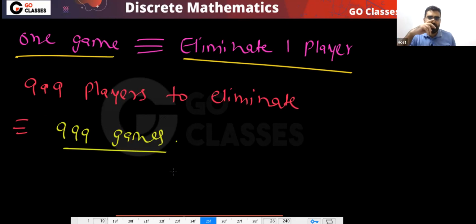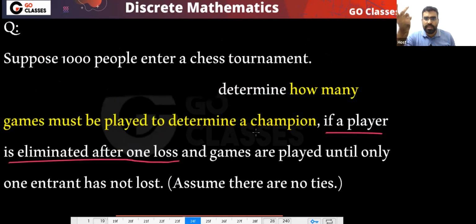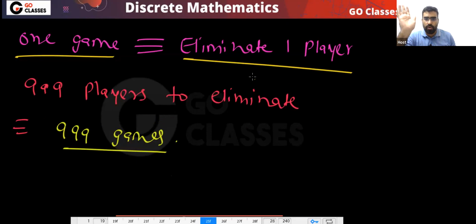This is just very simple. I can say only creativity, nothing else. Because you know that a player is eliminated after one loss. So one game means one player gone. One game is equivalent to eliminating one player. So these many players we have to eliminate, and finally I can say these many games will be played.